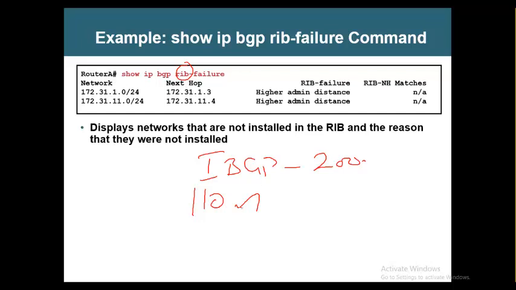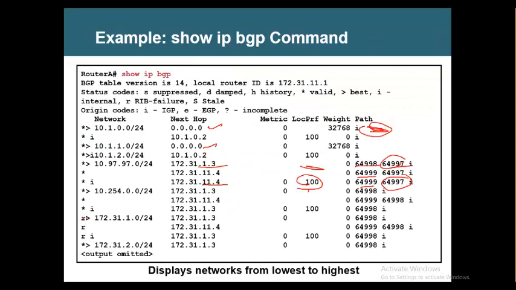If you wish to see which routes given by BGP are ignored by RIB, you can type this command, show ip bgp rib-failure. Even without typing this command, you will be able to see, if you notice here, you have R, which means these routes are given by BGP. According to BGP, these routes are valid and best, but according to the routing information base, they are not, because for RIB there is something better.